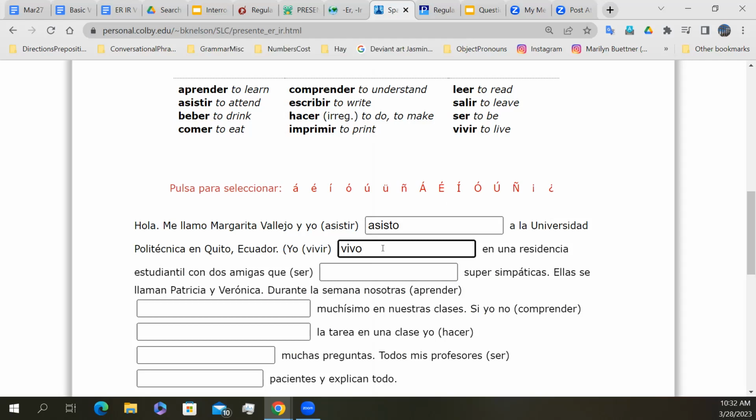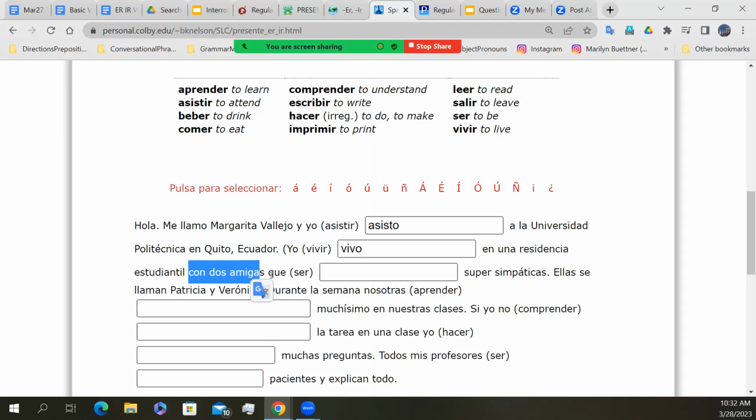What do we call a student residence? Dorm. A dorm. I live in a dorm. So instead of a dorm, they call that residencia estudiantil. Okay. Vivo en una residencia estudiantil con dos amigas. She's telling who she lives with, two friends who are super nice, super simpáticas.